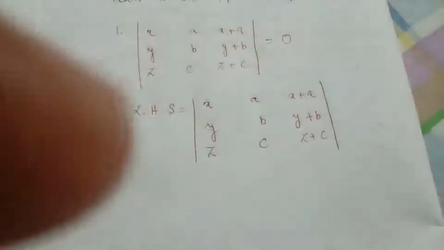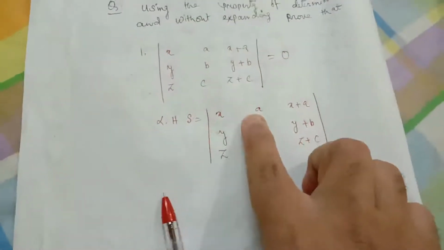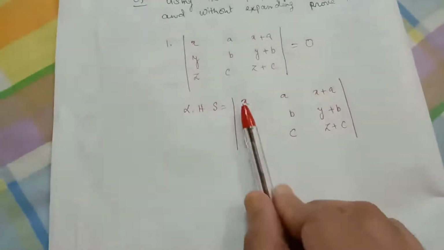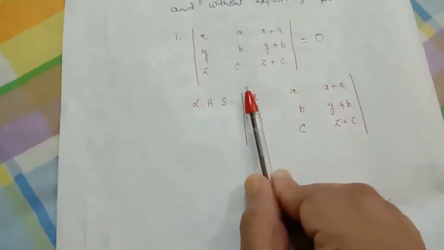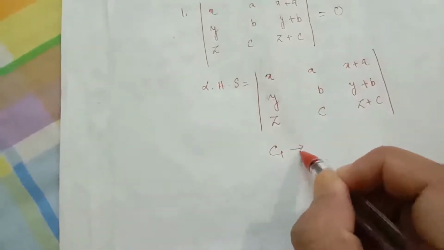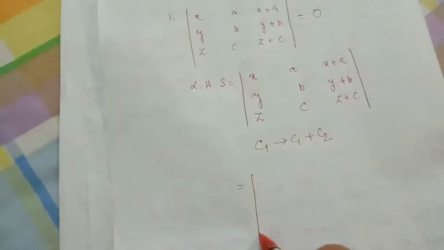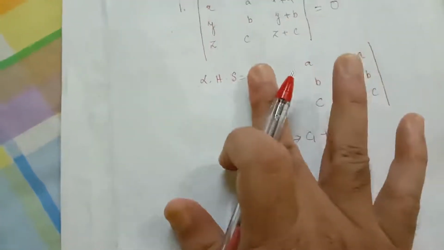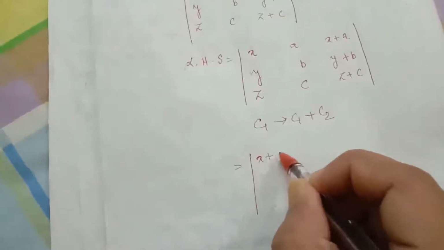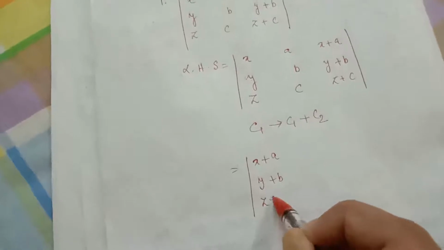Now if we use the last property, you can see x, a, x plus a. If we replace c1 by c1 plus c2, our c1 will change to c1 plus c2. This will become x plus a, y plus b, z plus c.